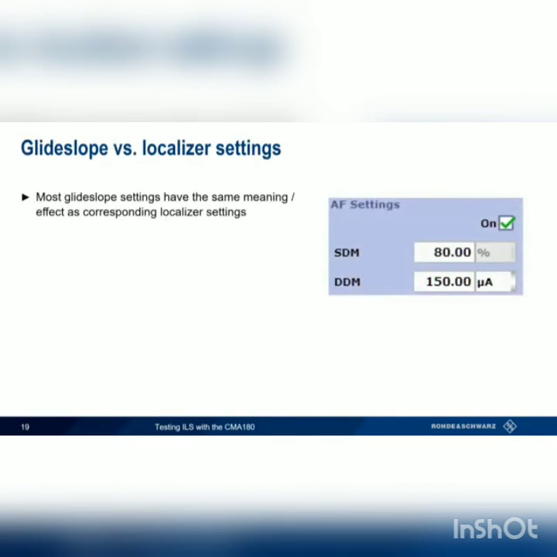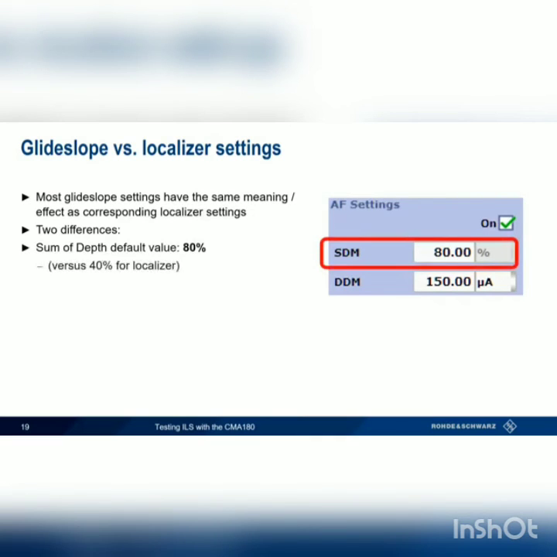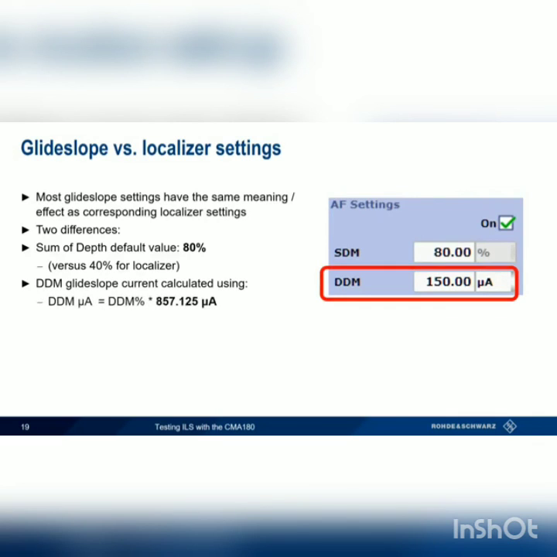Most glide slope settings on the CMA have the same meaning or effect as their localizer counterparts. There are, however, two differences to make note of. First, the default sum of depth of modulation for glide slope is 80%. This is different from the default value of 40% in localizer. The second is that the DDM glide slope current is calculated using the scaling factor 857.125 microamps. In localizer, the scaling factor was 900.